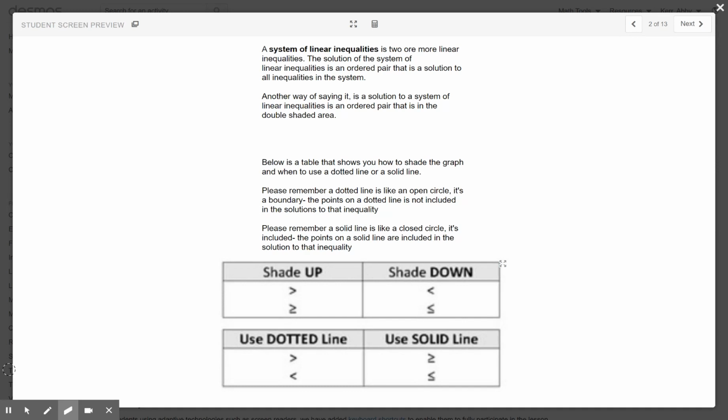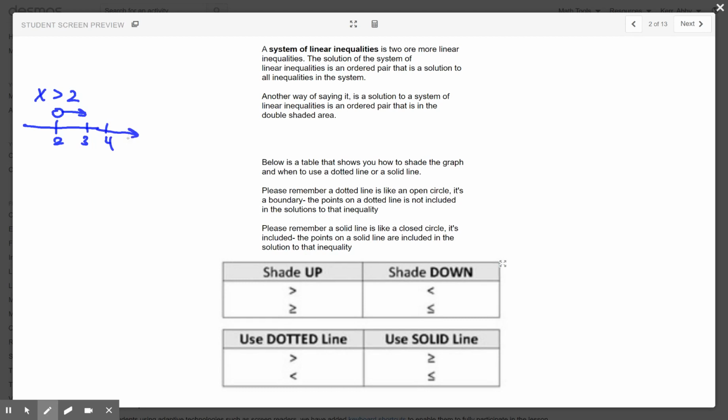Below is a table that shows you how to shade the graph and when to use a dotted line or a solid line. Please remember that a dotted line is like an open circle. It's a boundary. The points on a dotted line are not included. So if we had just a normal x is greater than 2, we would have 2 here, and we would have an open dot, and the line would be covering 3, 4, and it would go on forever.